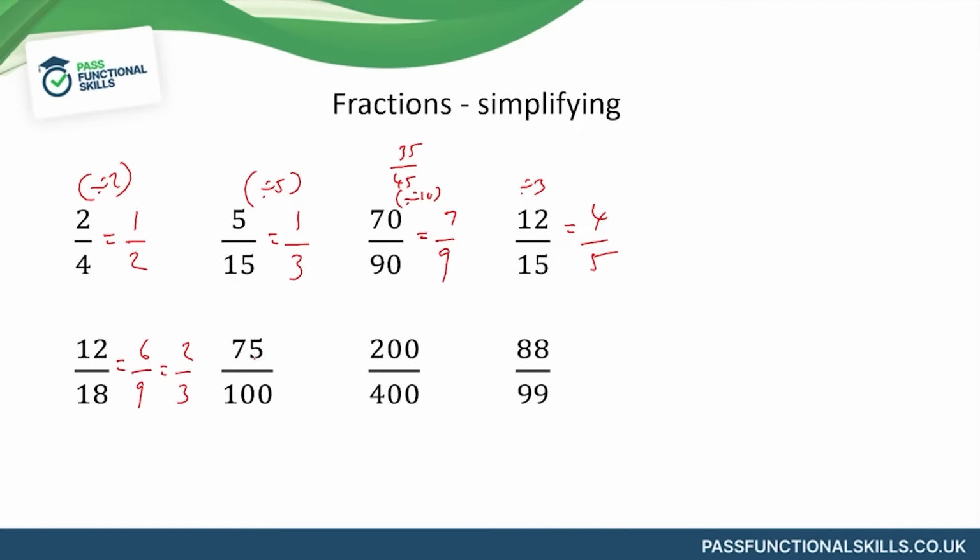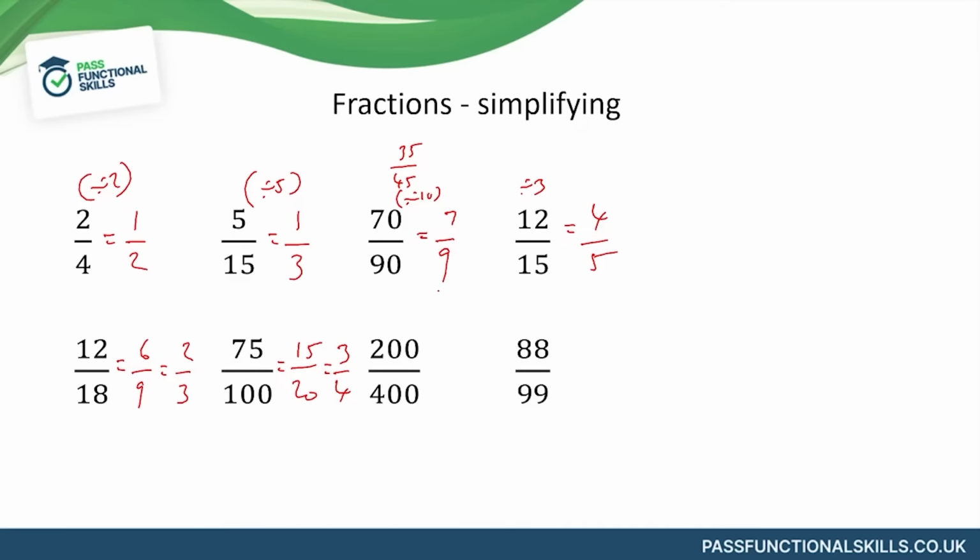75 over 100, so what times table are both these numbers in? They're both in the 5s. 75 divided by 5 is 15, and 100 divided by 5 is 20. Both these numbers are still multiples of 5, so divide by 5 again, we get 3. Divide by 5 again, we get 4, 3/4.